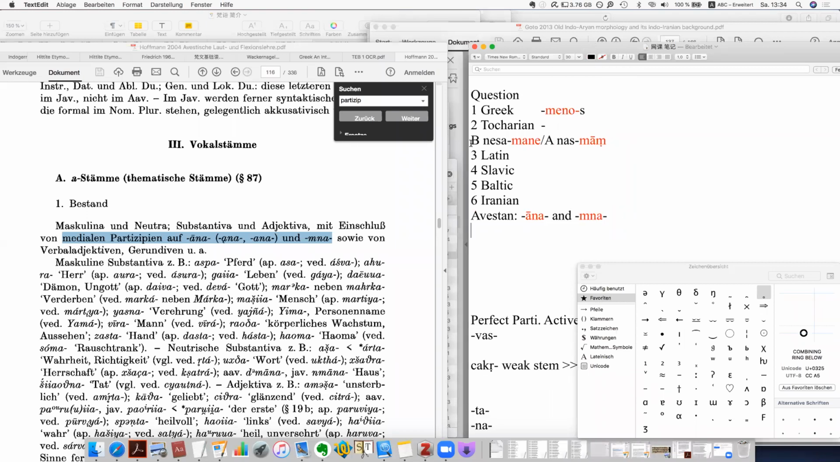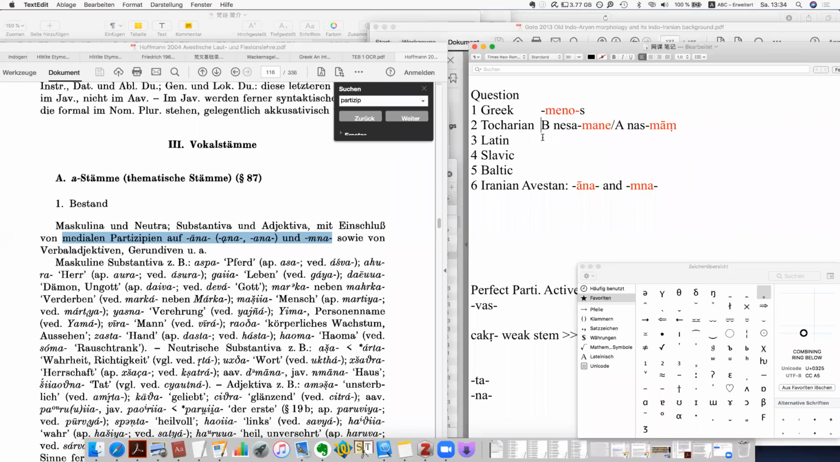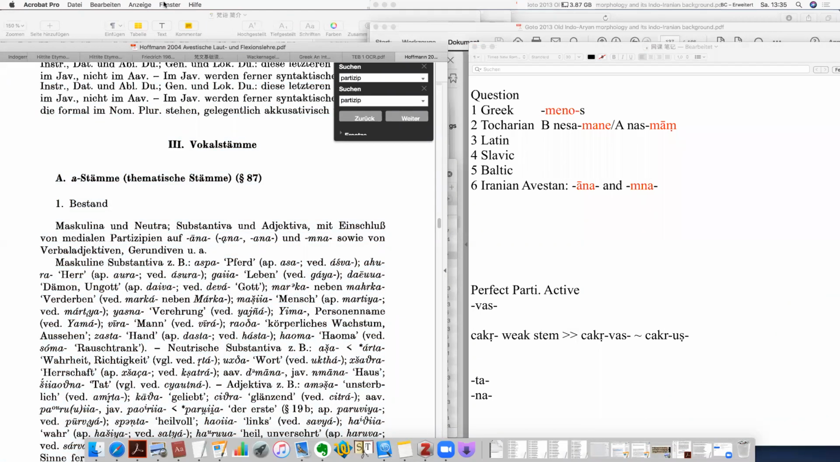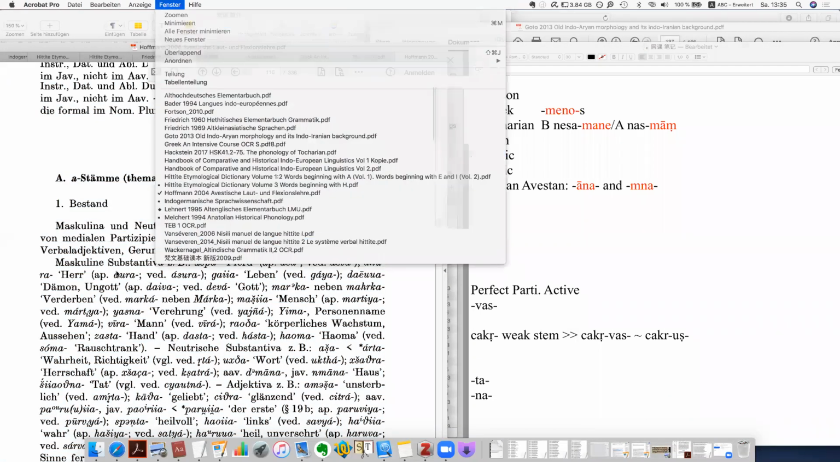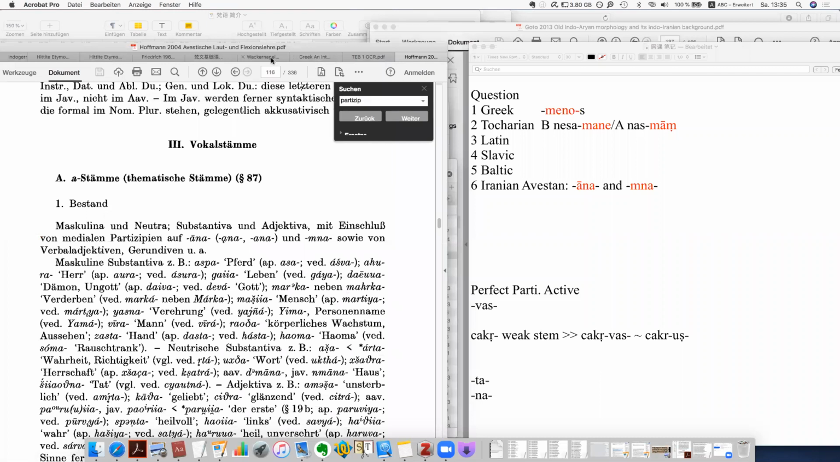Okay, so for this part, probably you all know at least Greek, we have it, right? At least the Greek, we have it, menos, and Tocharian, we also have it, and Avestan, it's pretty clear. And Baltic, we also have it, but we can probably check the book by Michael Weiss. Or probably the grammar by Wagner.